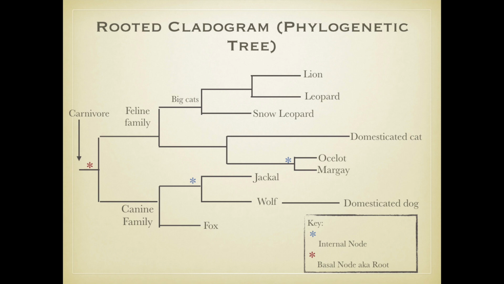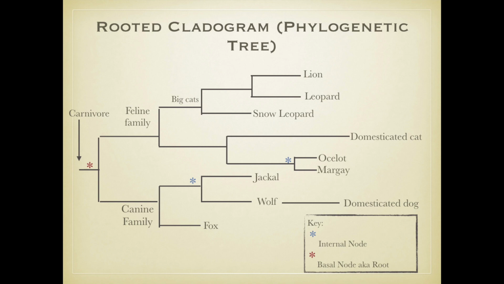I split carnivores into the canine and feline families. Then I split the felines into big cats versus non-big cats. The snow leopard is an outgroup because they do not roar, whereas lions and leopards do, which is why they were grouped together. Then the margay and ocelot are grouped together due to being in the same genus, and the domesticated cat was placed in the outgroup because of the genetic differences due to the processes of domestication.